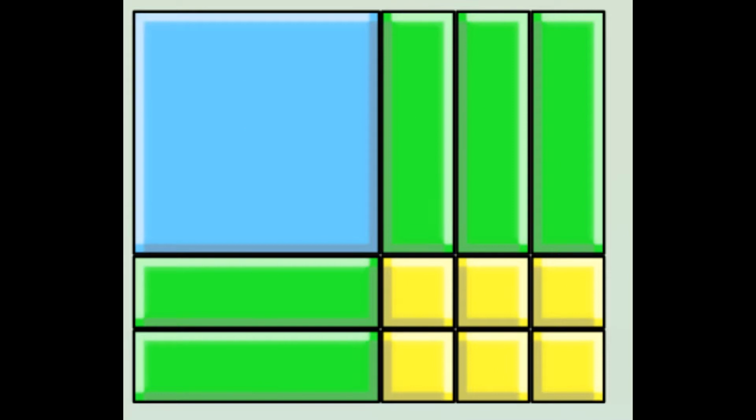I'm just going to clear these out. Let's rewrite it this way. So we know this is a 1, this is a 1, this is a 1. These are all 1s. Now we know that the greens are all x's. So how big is the blue square?